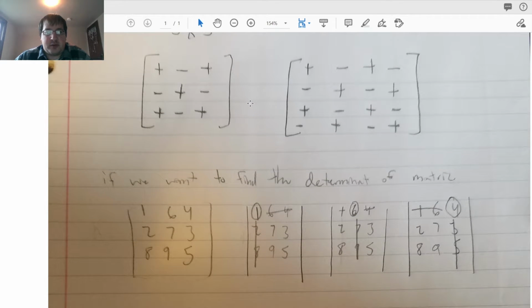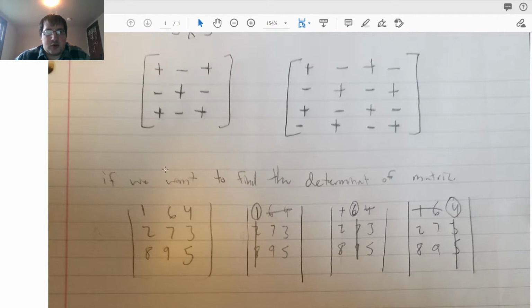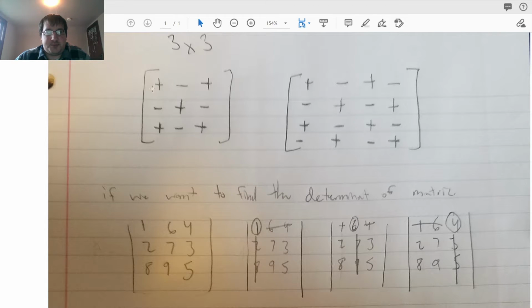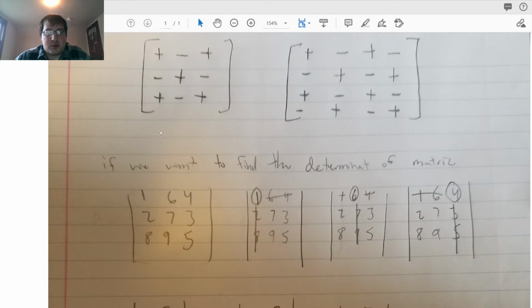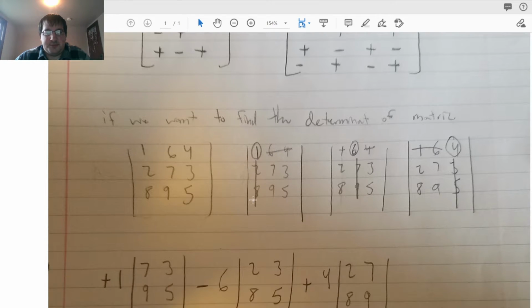So if you want to find the determinant of a matrix, let's take this 3x3 matrix. Okay, so we have a plus here. So we would take this 1, so I broke it down into here. You remove the row and the column that it's in, leaving you with the 7, 3, 9, 5.